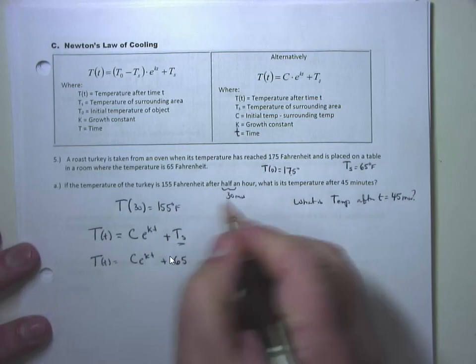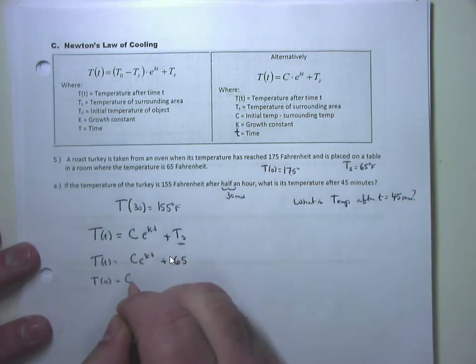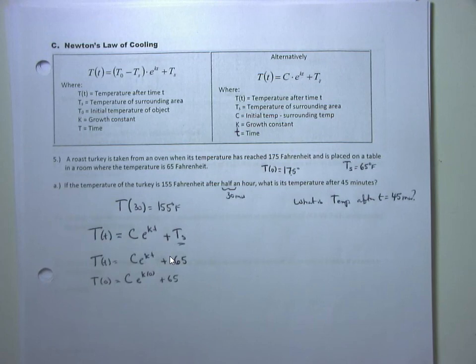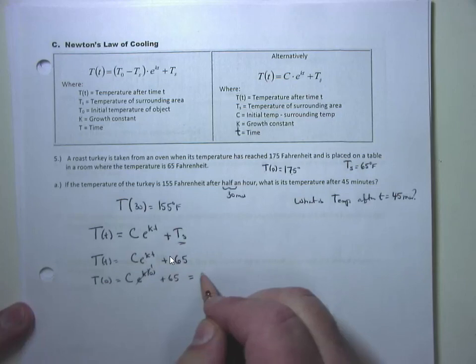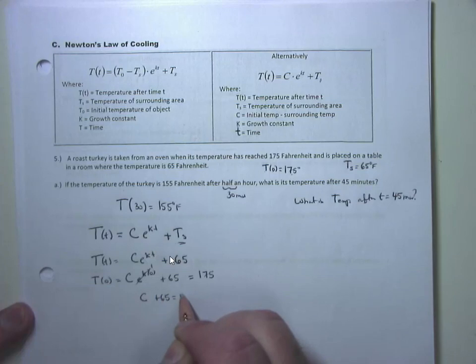So, here we go. T of 0 is equal to C e to the k times 0 plus 65. The reason why you want to use this initial temperature first is because what's k times 0? 0, and e to the 0 makes it 1. So this thing goes away, so it's 1. And by the way, T of 0 equals 175. So I got C times 1 plus 65 equals 175.